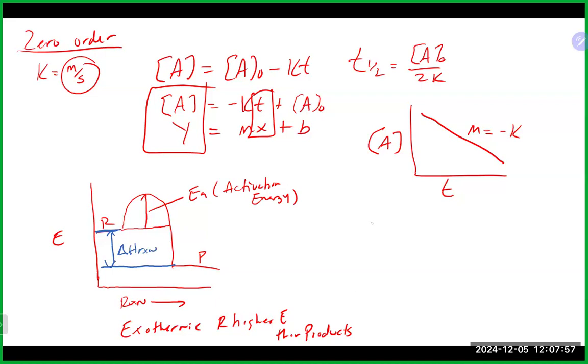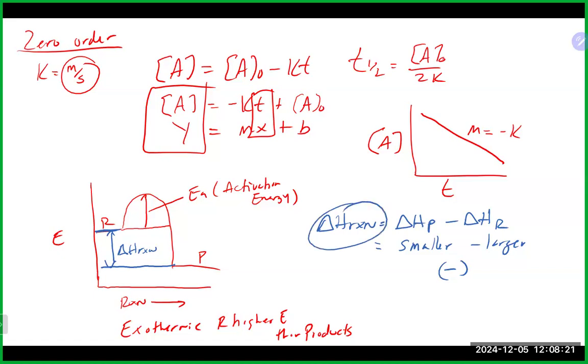Our change in enthalpy. Change in enthalpy of a reaction is the delta H of our products minus the delta H of our reactants. And in this particular case, we just look at the graph. Our reactants are higher in energy than our products. That means that when we do this, we're going to take a smaller number minus a larger number, and that typically will yield us a negative value for delta H, which is why this is an exothermic reaction, because ultimately it will give off that energy.